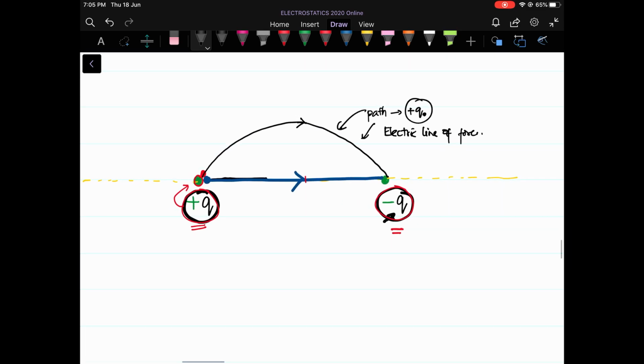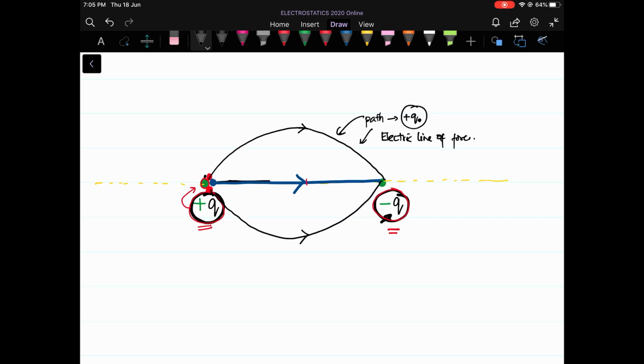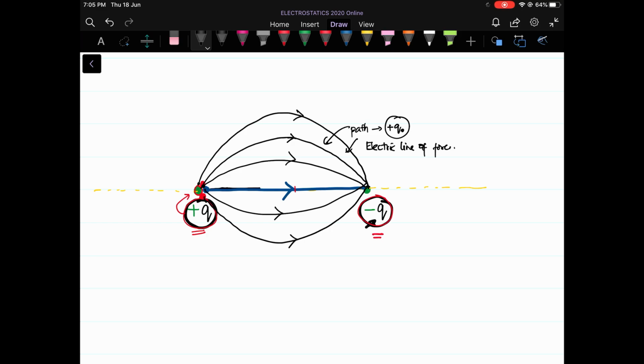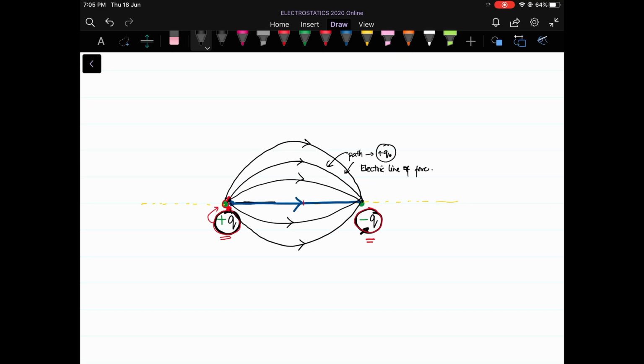Similarly, you can see if I would have kept the test charge somewhere here, then again the path followed would have been somewhere in this direction. If I have kept the test charge somewhere here, it would have followed this path. If I would have kept the test charge somewhere here, it would have followed this path. One thing you need to note here is that as I'm moving away and away from both the charges, let's say from this point, and I need to draw a line somewhere here, I have to keep a gap between these lines.